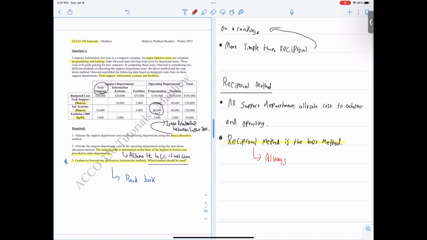I hope that makes sense. Like nothing in life is free. I'm just letting you guys know. Okay, so you should pay based on the amount you use. That's why reciprocal is the best. Because it reflects, guys, it's even in the textbook, they say this.